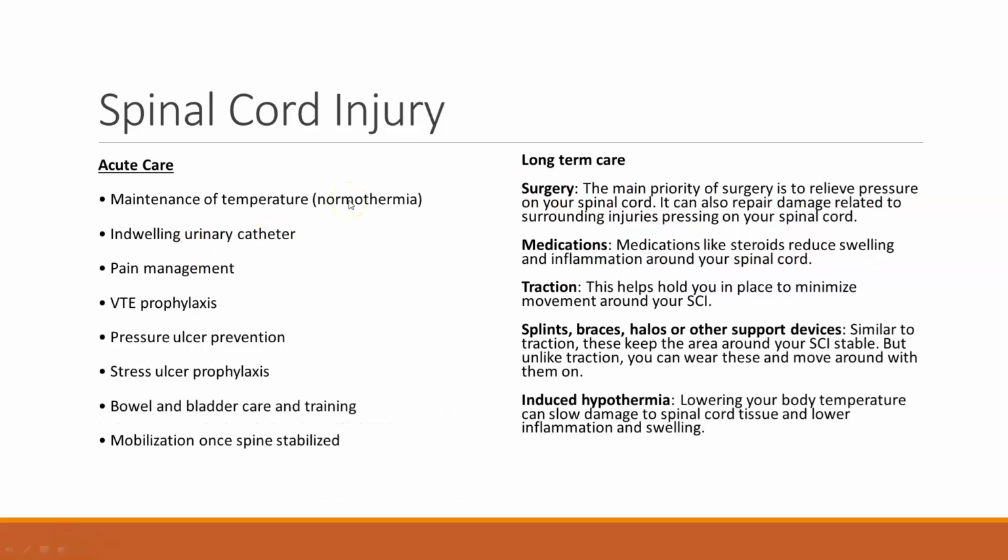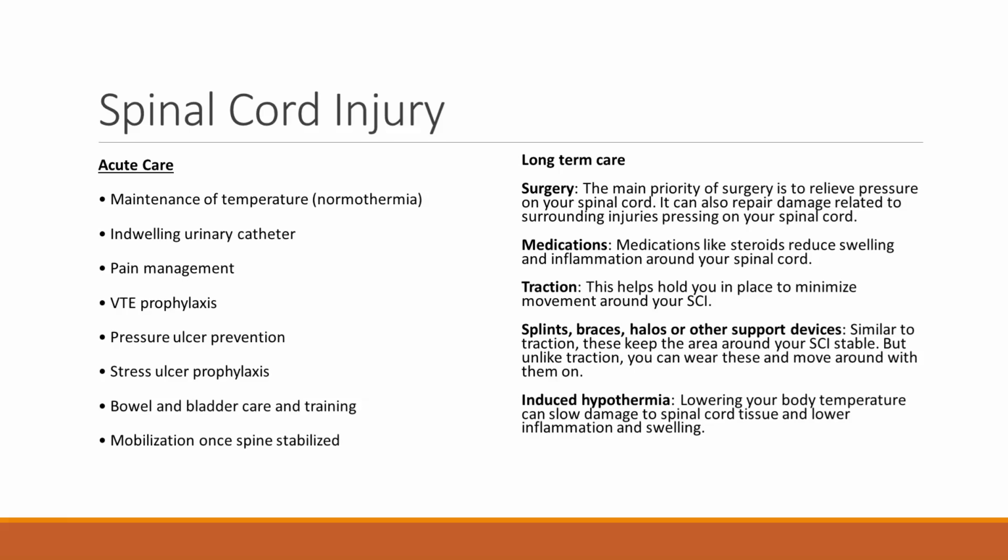We want to do things to help regulate body temperature, up to and including Bair Huggers. Think about the possibility of indwelling urinary catheters or teaching about intermittent catheterization. We've talked about pain management. VTE prophylaxis is no different because the client is obviously not able to move around a whole lot. Do things to prevent pressure ulcers, stress ulcers.